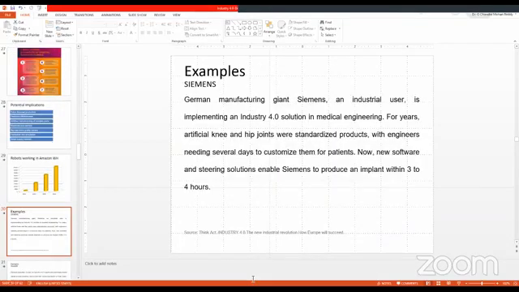Some examples: German manufacturing giant Siemens, an industrial user, is implementing an Industry 4.0 solution in medical engineering. For years, artificial knee and hip joints were standardized products, with engineers needing several days to customize them for patients. Now, new software and steering solutions enable Siemens to produce an implant within 3 to 4 hours.